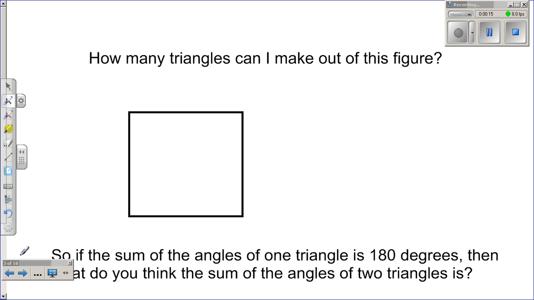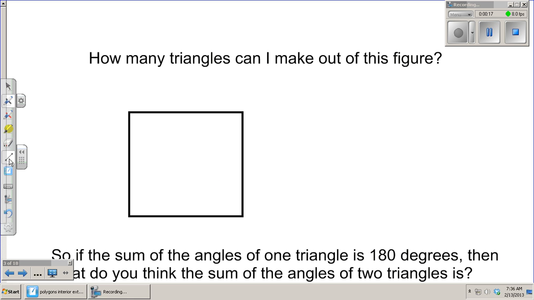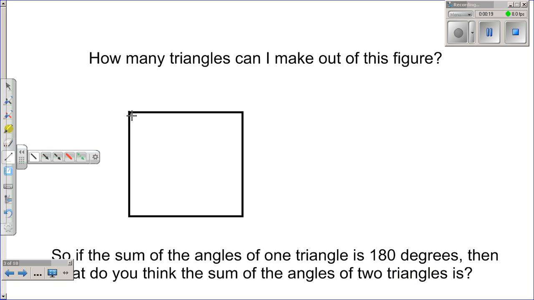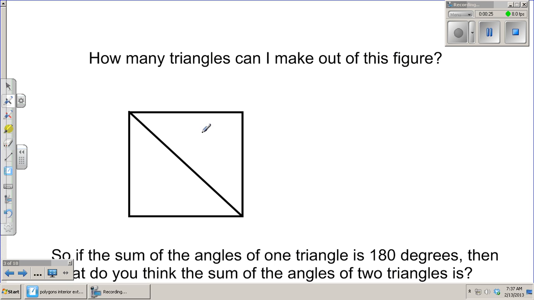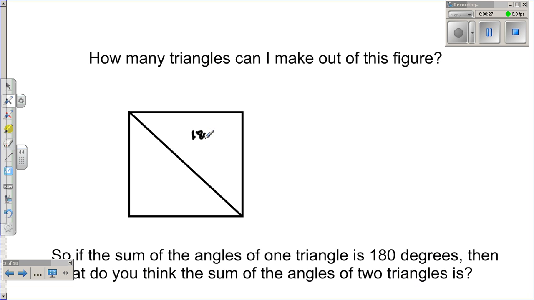So with this knowledge, we can take any polygon and go from one vertex to all the vertices that aren't right beside it, and we'll see how many triangles it makes. And we know that every triangle is 180 degrees. So if I add these together, I get 360 degrees. That's the total of all the interior angles in this polygon. Okay?